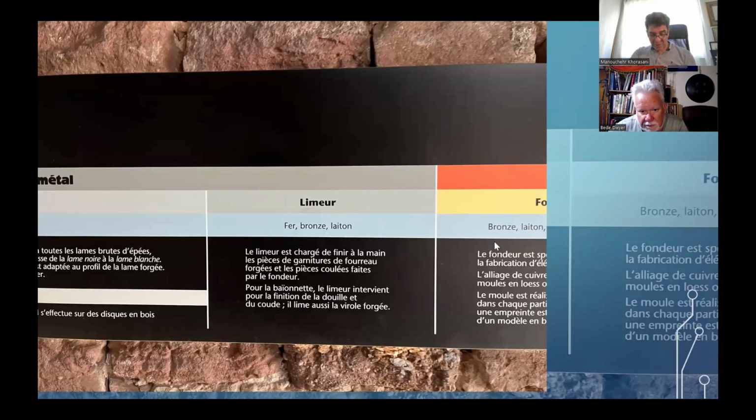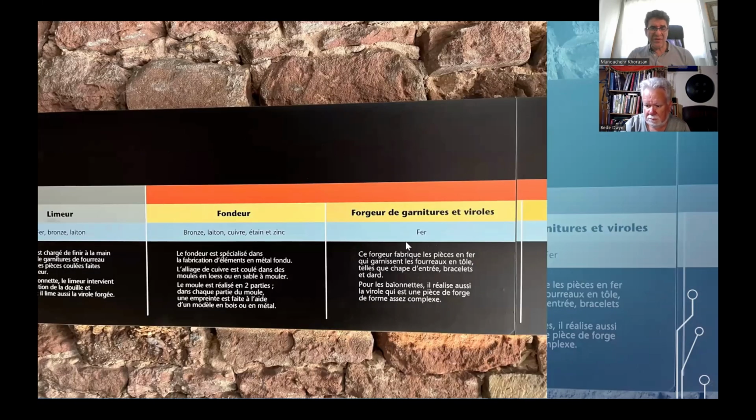Then here we come to the people who made different types of bayonets, working with different metals. We see it with iron, with bronze, and with laiton. We made it with these different types. Laiton is brass, and then here we have copper again, zinc, and things like that.